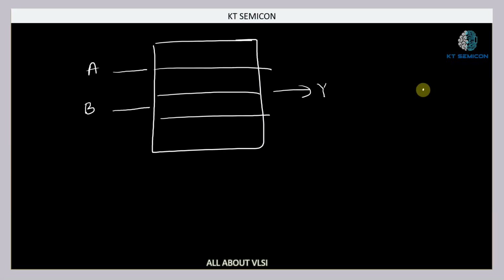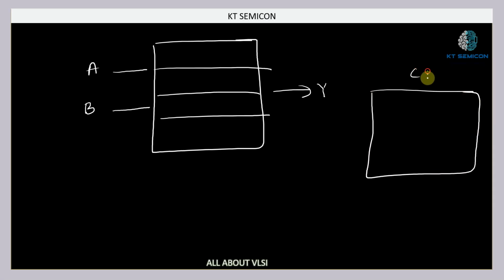This LUT is present inside a CLB. We are going to have something known as CLB. CLB is nothing but configurable logic block. And what makes our FPGA configurable is the CLB. CLB is going to have something known as a LUT inside. It is going to have other components also, but we are going to discuss this LUT, right?